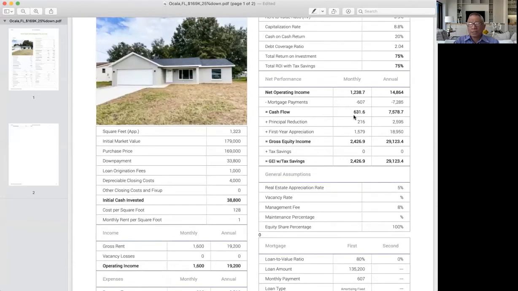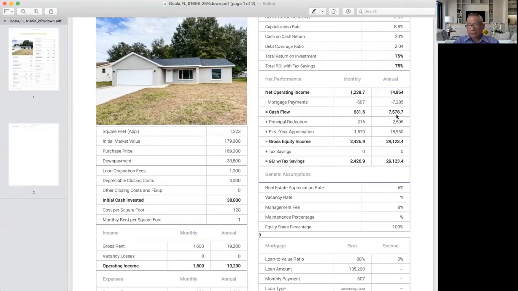$631. Find me another property, a new construction in one of the fastest growing areas anywhere in the country, where you can buy for 169K, renting for 1,500, with a great interest rate in the mid threes or low threes, and net monthly of $631. Come on, this is amazing cash flow. So 631 multiplied by 12 months equals $7,578 annual net cash flow at the end of the first calendar year of owning this property.